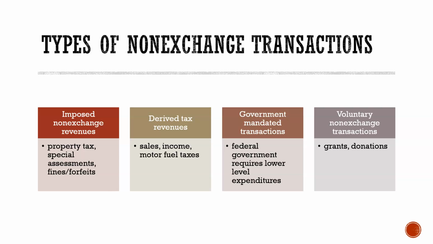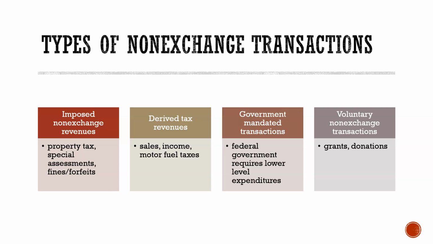The next one is derived tax revenues. So this is going to be like sales tax, income tax, motor fuel taxes, right? Another action has caused you to have to pay that tax. So that tax has been derived through another action. So purchasing a pair of jeans at a store at the mall, the sales tax is derived from that purchase. The sales tax is triggered by making that purchase. Income taxes are derived from the fact that you work and get paid an income. You don't pay income taxes until you get paid an income, right?